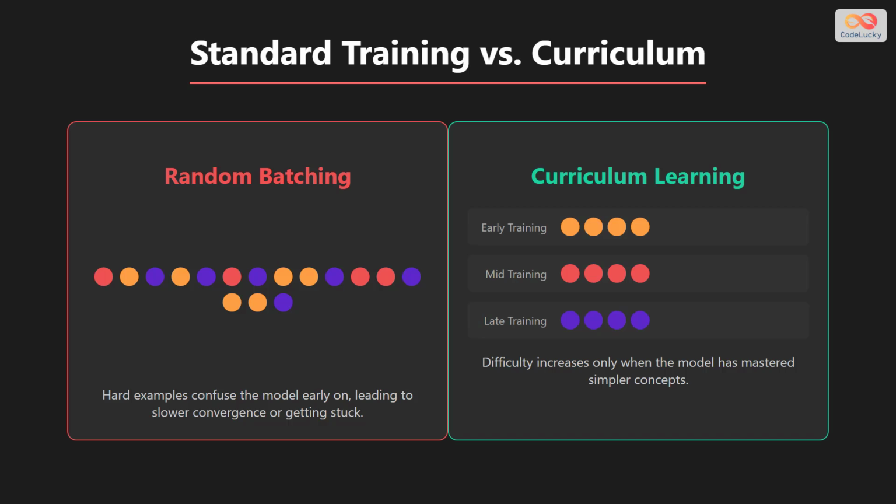In standard machine learning, we often shuffle data randomly. But if a model encounters very hard examples too early, it might get confused or stuck. Curriculum learning organizes this data into stages, ensuring the model masters the basics before facing the advanced material.